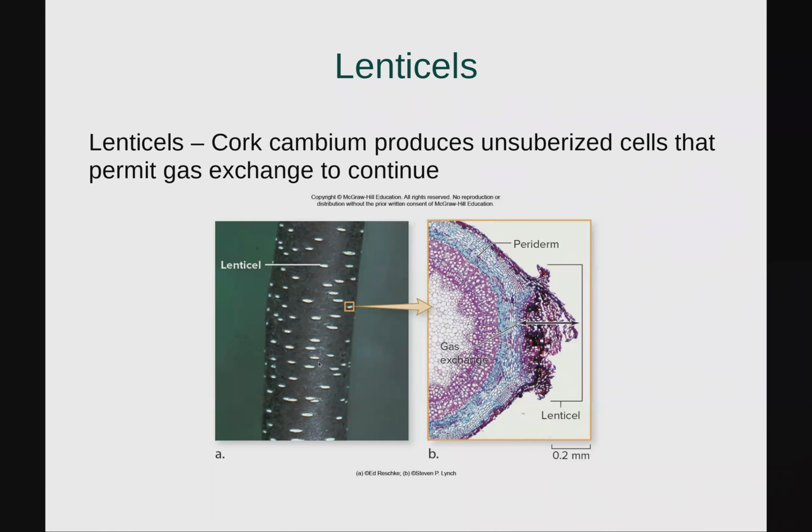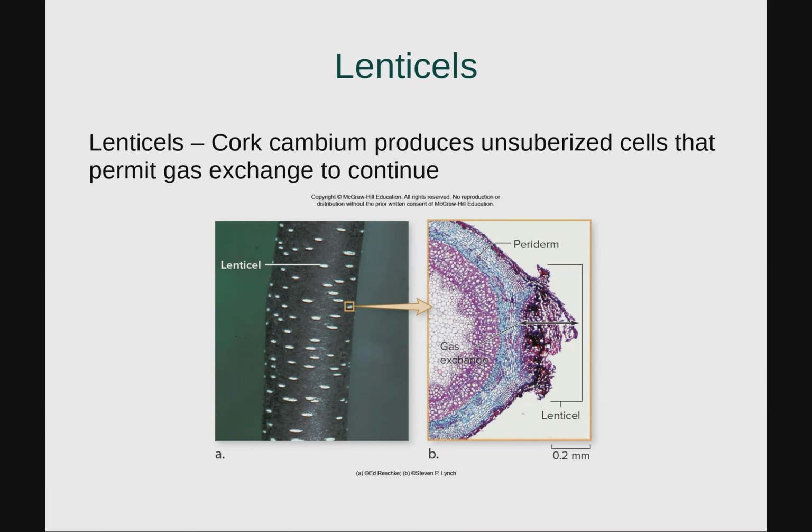called lenticels. Now, these are cork cambium that produces what we call suberized cells that permit gas exchange along the trunk. So we have essentially these cells here that are essentially holes. You sort of think of them as like pores almost. They allow gas exchange directly into the stem or the trunk of the tree.